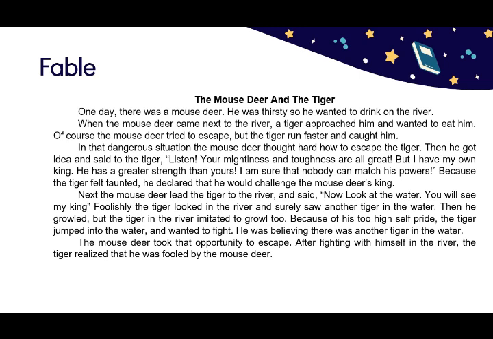Foolishly, the tiger looked in the river and surely saw another tiger in the water. Then he growled, but the tiger in the river imitated to growl too. Because of his too high self-pride, the tiger jumped into the water and wanted to fight. He was believing there was another tiger in the water. The mouse deer took the opportunity to escape. After fighting with himself in the river, the tiger realized that he was fooled by the mouse deer.